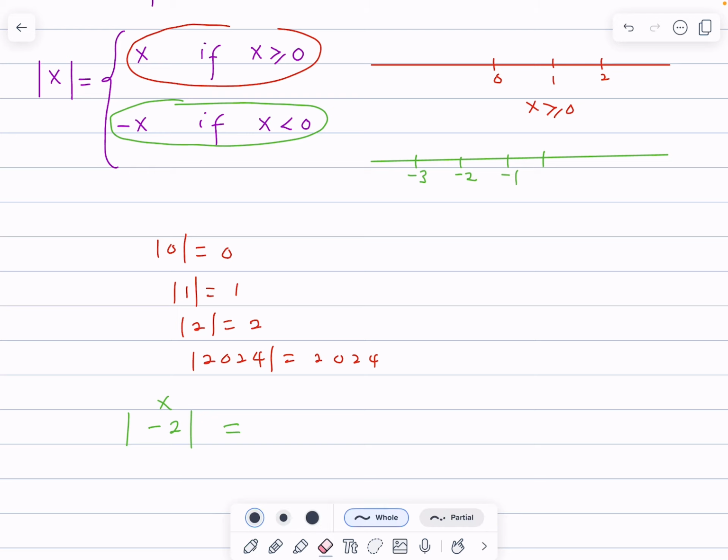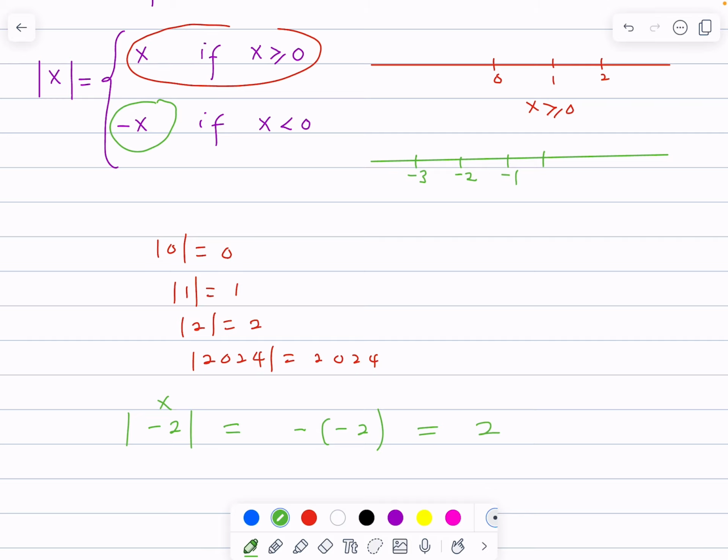So the absolute value of that number is going to be negative x. Look at this, the second part, it's going to be negative x. My x is negative 2, so this is just going to be 2.